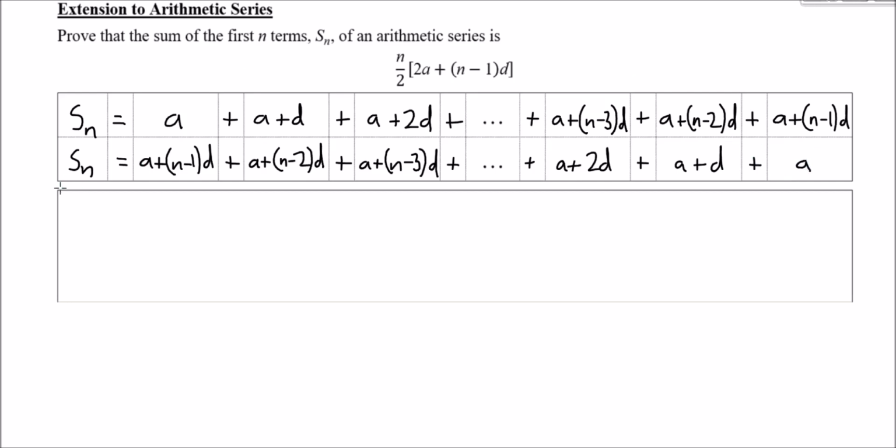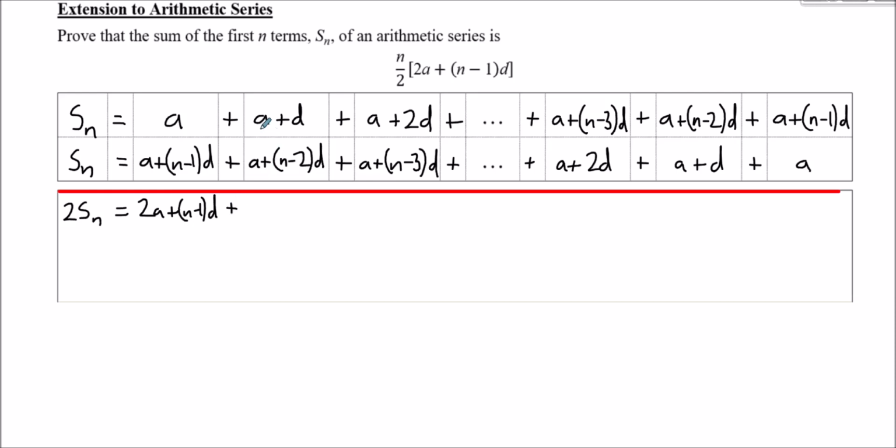So now what we can do, like we did before, is to add these together. So two lots of the sum of the first n numbers in an arithmetic series. So A plus A is going to be 2A plus n minus 1 lots of D. Here, a plus a again gives us 2a. Now if you want to expand the brackets to convince yourselves, by all means you can.